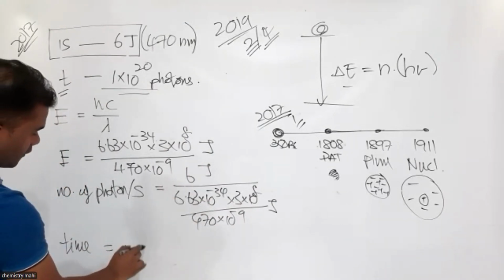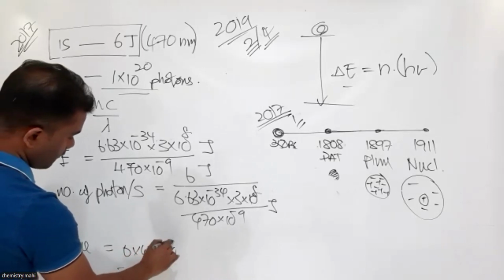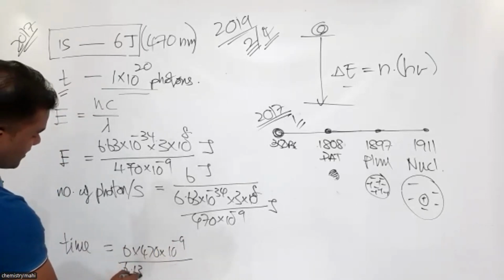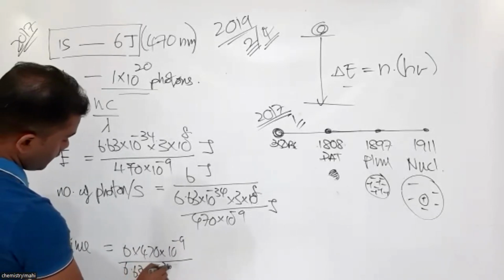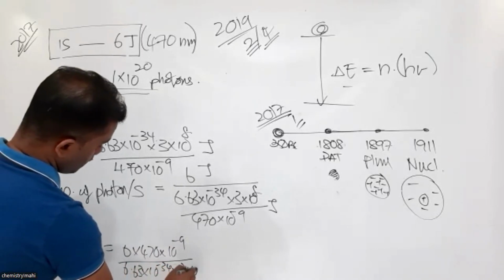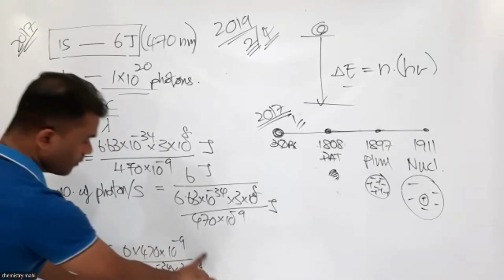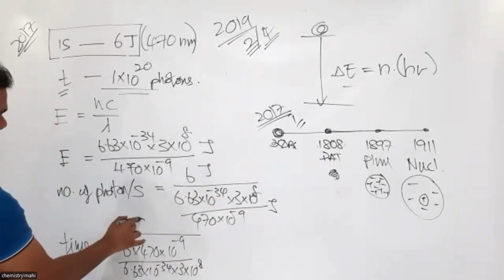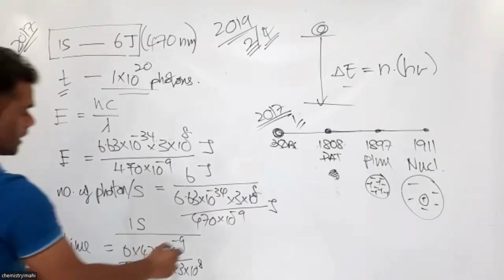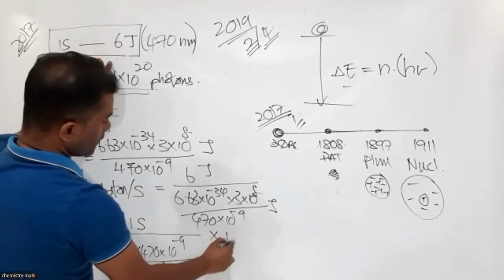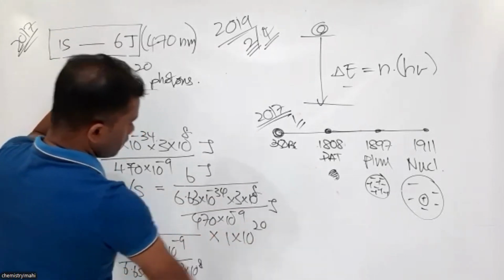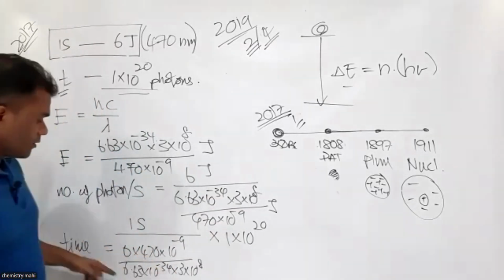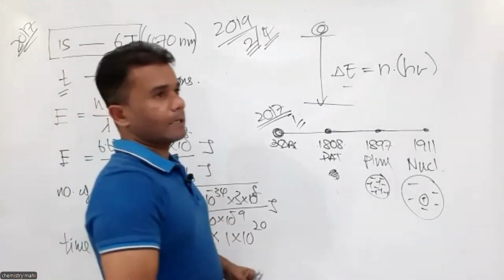Then 6 into 470 × 10 to the power of minus 9, divided by 6.63 × 10 to the power of minus 34 into 3 × 10 to the power of 8. This is a number, no units, joule cancels. So this number of photons is for 1 second. Then for the given number of photons, 1 × 10 to the power of 20 photons, once you simplify this, you finally end up with the time in seconds.